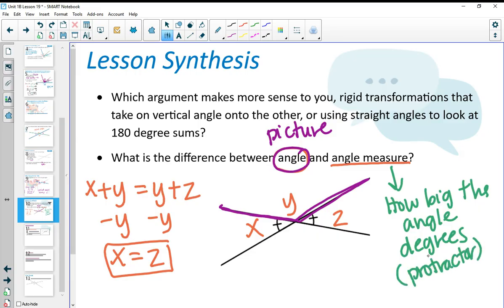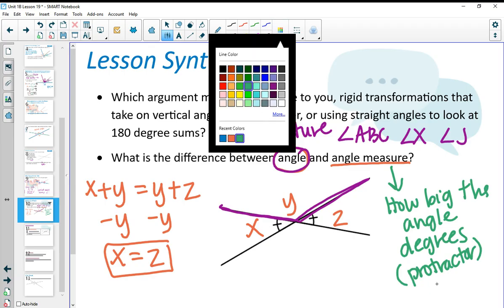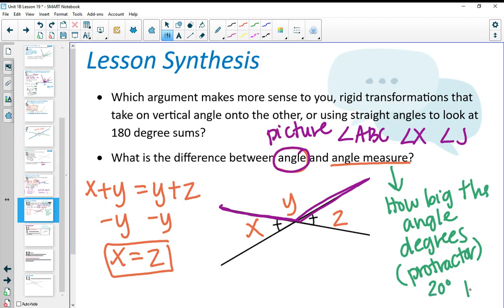So when we ask what angle we are talking about, we want to know the picture. When we're talking about the measure of the angle, then you want some number, like 20 degrees, 30 degrees, 40 degrees. When we're talking picture, you're going to see things like angle ABC, angle X, angle J. It might use 3 letters, or just the vertex. When you're talking about how big it is, you're going to see numbers: 20 degrees, 17 degrees, 180 degrees, and so on.